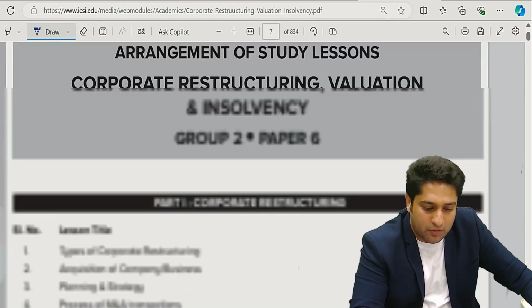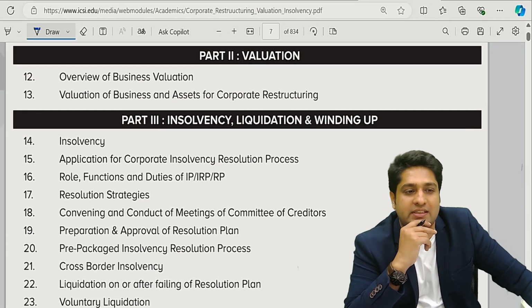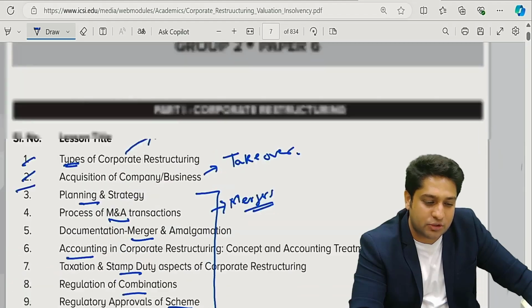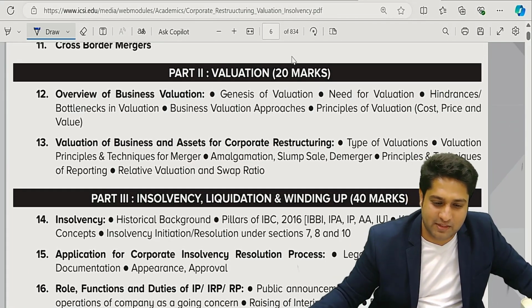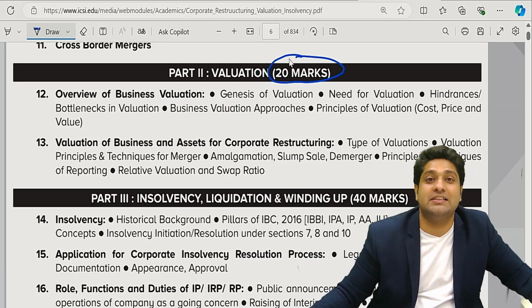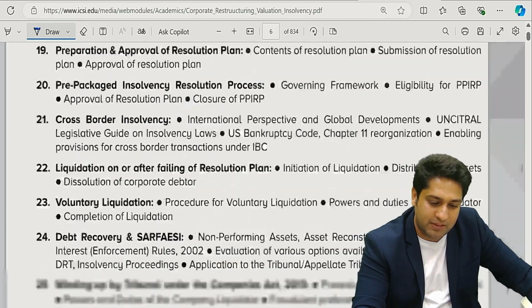Now, when you go to see valuation, they are going to need two chapters. You can skip these two chapters and go in the exam? No, no. It is two chapters for 20 marks. If you skip these two chapters, what will happen?